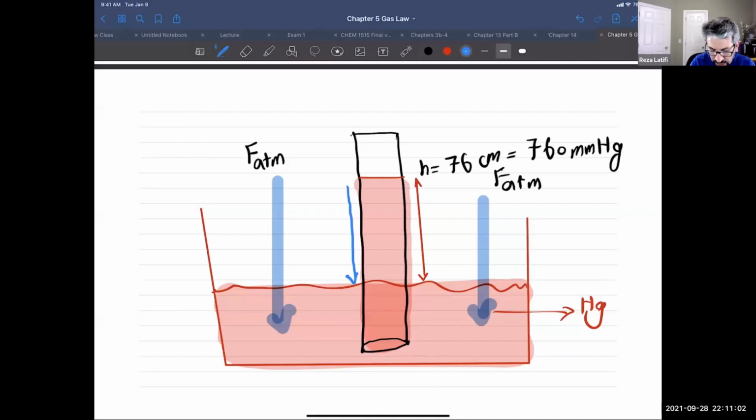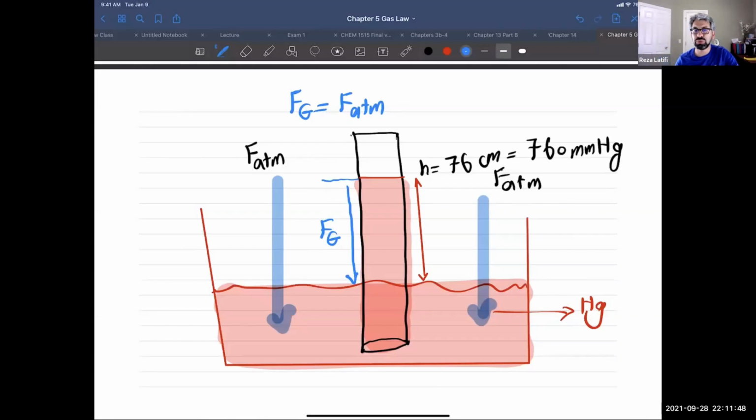Now when we reach this level, the gravity force will be equal to the force of the atmosphere. Before that level, at less than 76 centimeters, the atmosphere force was stronger than gravity, and that's the reason the mercury was going up. But when we reach 760 millimeters of mercury, gravity force is equal to the atmosphere force, and there is no extra force to push the mercury up. We don't have that force.